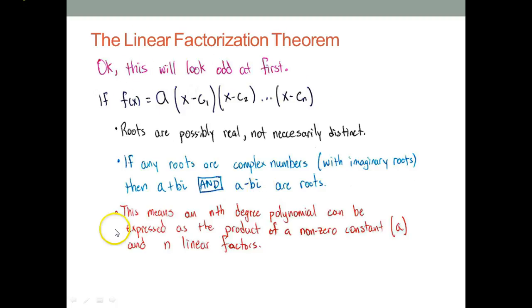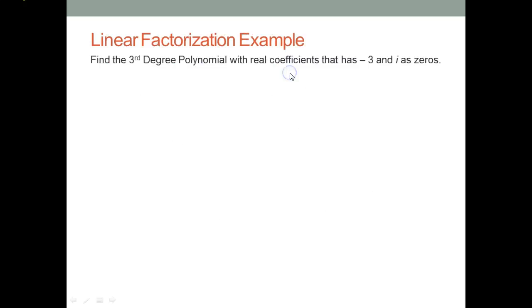All right, linear factorization theorem in red. The nth degree polynomial can be expressed as a product of a non-zero constant a, which is right here at the beginning, and n linear factors. So if I have a 4th degree polynomial, there will be 4 factors in a row. That's all this means. This lets us know how many different factors there are. All right. So I said it would look odd. It looks a little odd. Let's go through what this means.